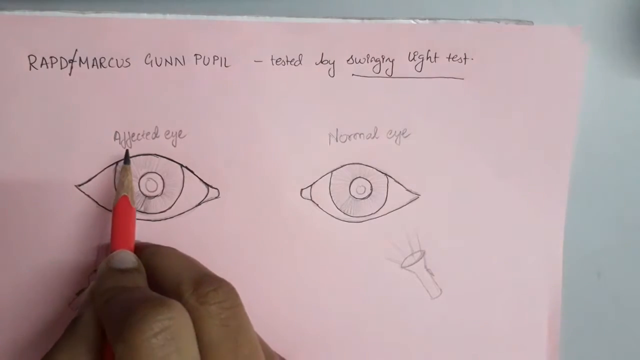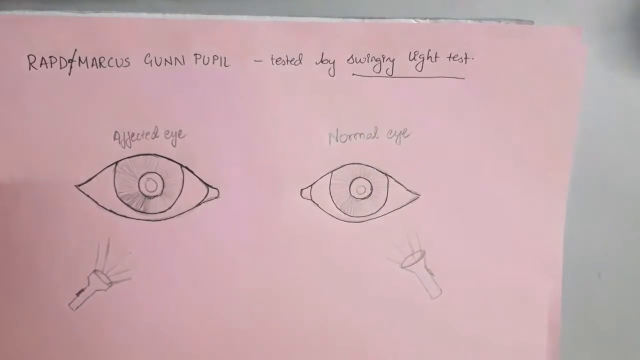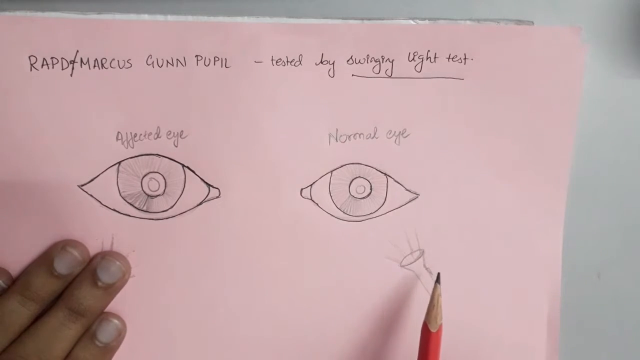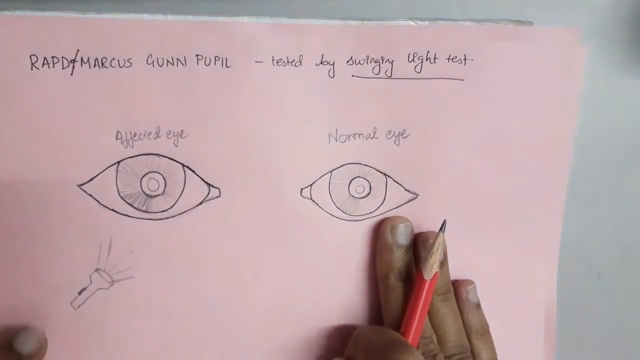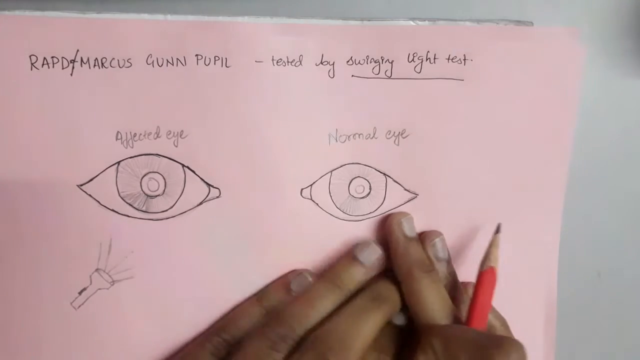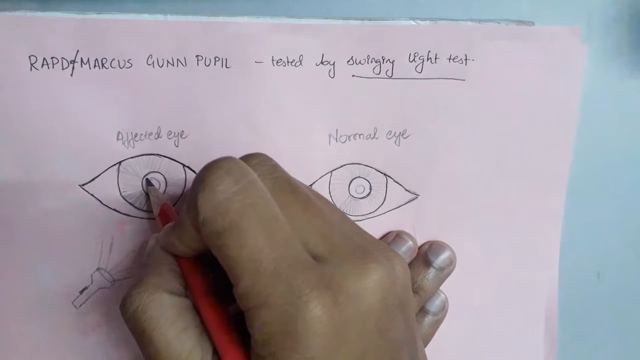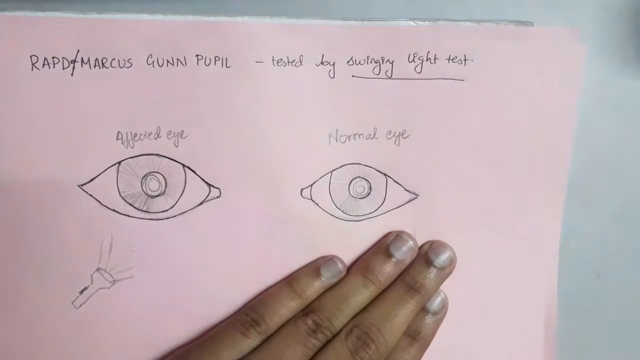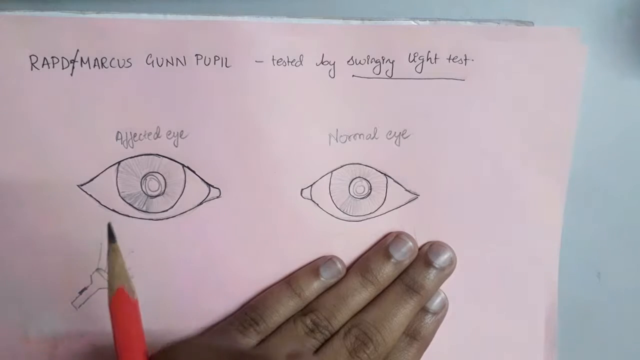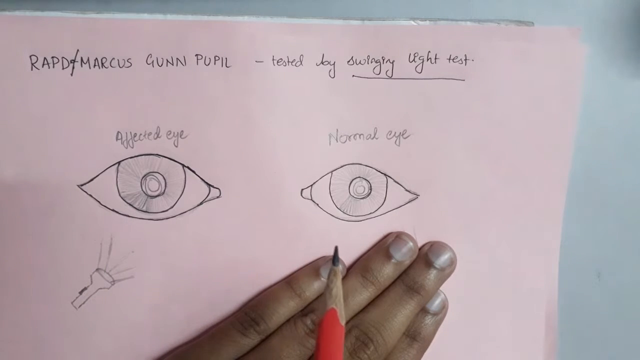Let's say this is the affected eye and this is the normal eye. When the swinging light test is done and the light is shown on the normal eye, there will be constriction of the pupil. Now when the light is shown on the affected eye, the pupil will seem to dilate a little bit. This is because the light perceived by the affected eye is comparatively less than in the normal eye, because there is a lesion in the afferent nerve.